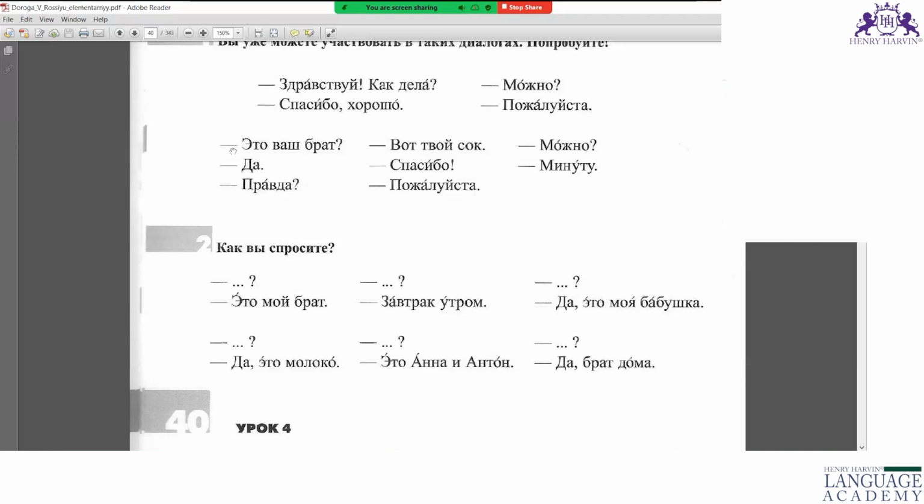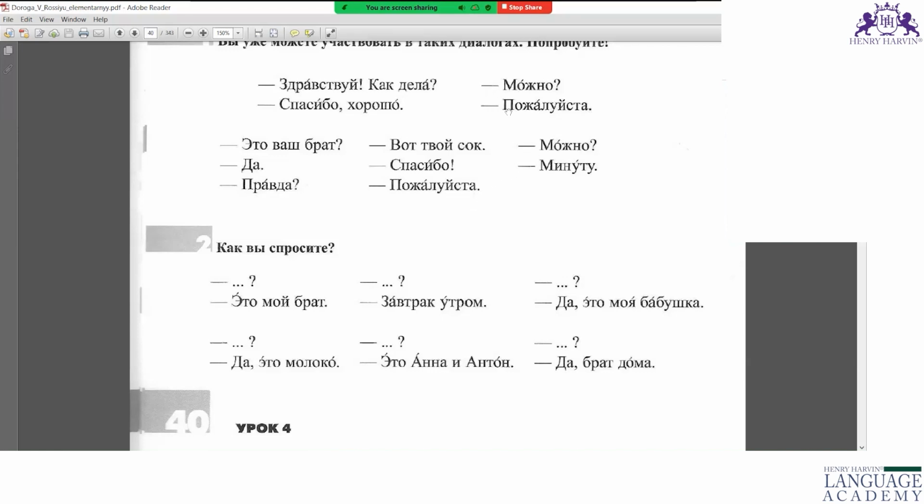Это ваш брат? Да, правда? Is this your brother? Yes, true. Really? Is it true? Дальше. Вот твой сок. Спасибо, пожалуйста. Here is your juice. What is when we give something? Here it is. Here is your juice. Спасибо, пожалуйста. Thanks. Welcome. So the word пожалуйста.